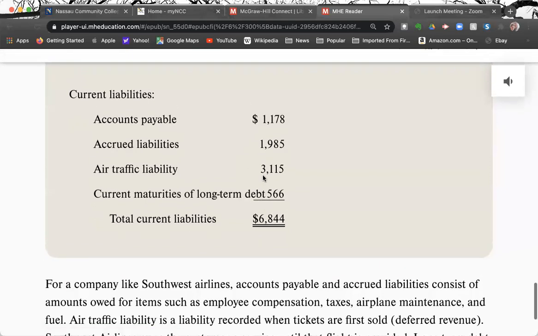And current maturities of long-term debt. Remember I said before that we have some liabilities that are partially current and partially long-term. The payments that have to be made within the next 12 months are here. Current maturity of long-term debt. So you took out a 5-year loan, but you have to make payments this year. That's what this represents.